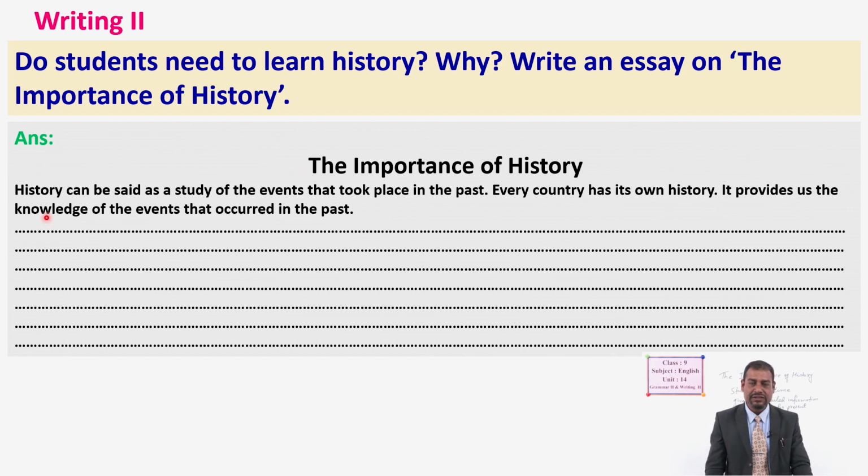So is there any mistake? History can be said as a study of the events that took place in the past. Fine, no mistake. Every country has its own history. Fine, no mistake. It provides us the knowledge of the events that occurred in the past. So up to here, no mistake. And if you find mistakes in your writing, now you point them out. Have you pointed out? Good.